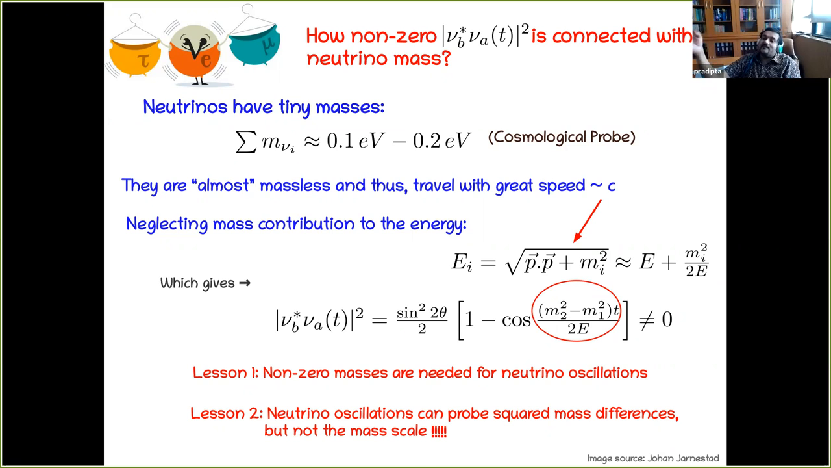So oscillation doesn't give you any information about the individual neutrino mass. But while deriving the oscillation formula, we have used this information. That information is actually coming from cosmological probes. So there are certain probes like baryon acoustic oscillations and things like that that actually give you an idea about the sum of the three neutrino masses. Which, as you can see, is very small, of the order of 0.1 electron volt. So whatever be your individual neutrino masses, the sum cannot be more than that. Because the sum is so tiny, it is natural to expect that the individual masses are also very, very small.